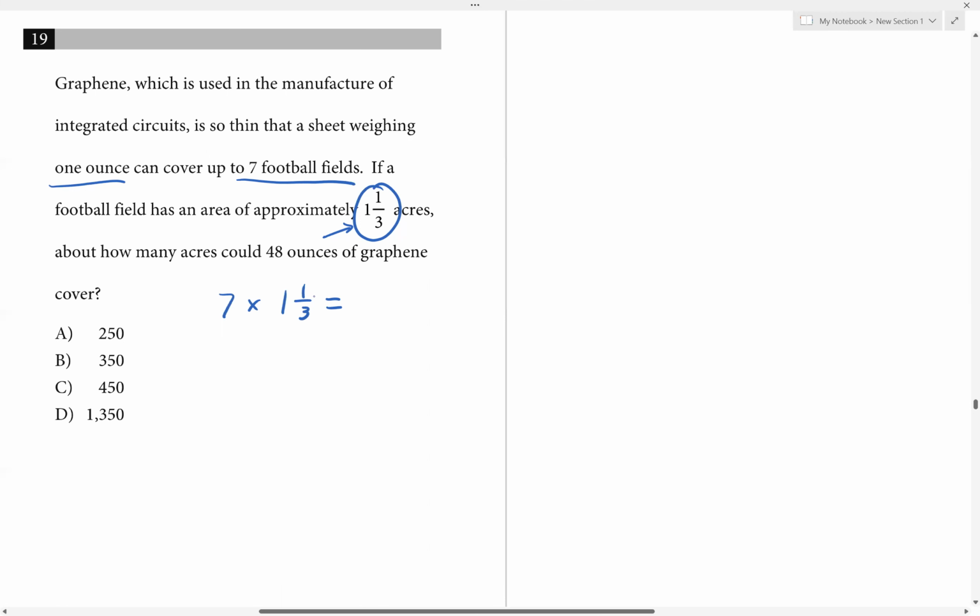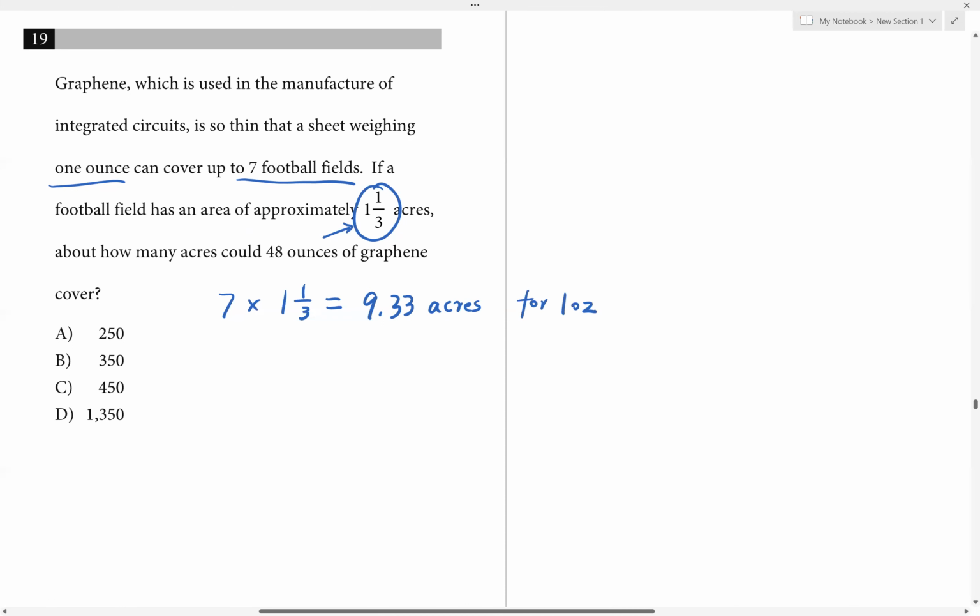We could just type it in the calculator. Okay, so 1 1/3 is like 1.3 repeating, and then that times 7. You should get 9.3 repeating, but let me just leave it as 9.33, because this one we can approximate a little bit. Okay, so let's just say that's 9.33 acres. This represents how many acres that 1 ounce can cover. So this is 9.33 acres for 1 ounce.